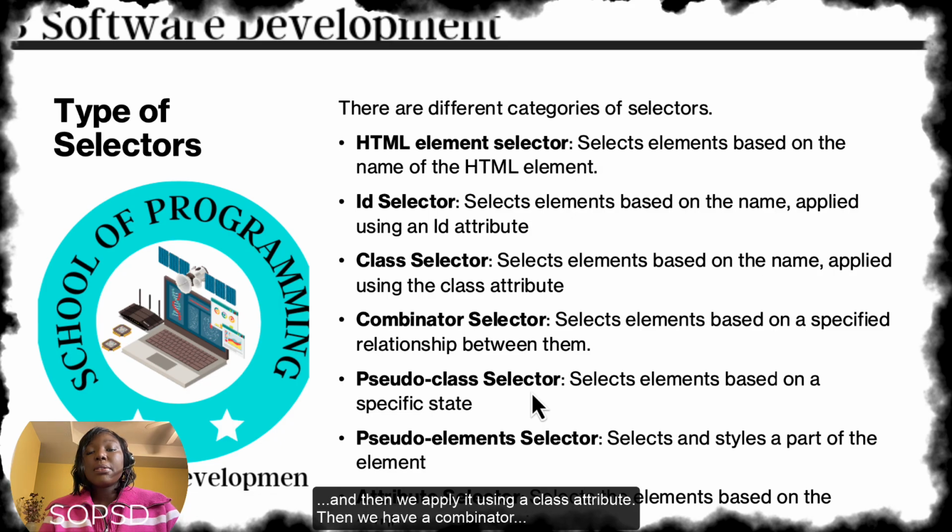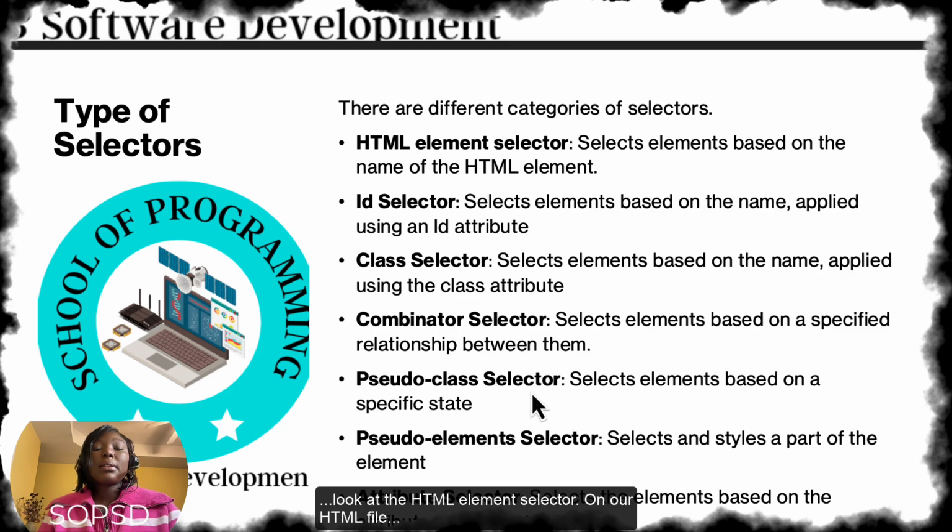Then we have a combinator selector that we use to specify a style based on the specified relationship between the elements. Then we have the pseudo class selector, which selects elements based on the states of the element, and the pseudo element selector selects and styles part of the element. We have the attribute selector that selects the element based on the attributes or the values of the attributes.